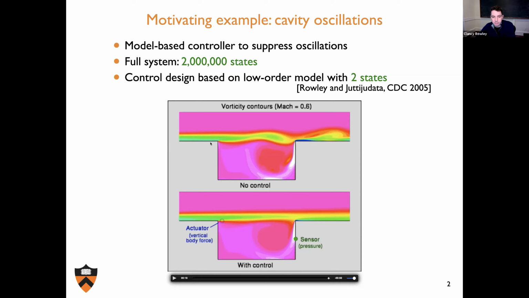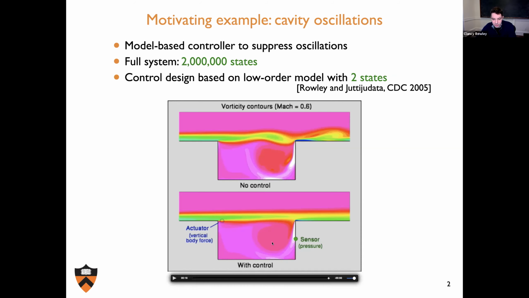Well, we like model-based control. So if you do model-based control, this full system has 2 million states. This little simulation I did many years ago had 500,000 grid points. There are 4 flow variables, so that's 2 million states. And that's just too big, at least at the time, for our resources to design a controller for a system that big. So what we did was we developed a low dimensional model with only 2 states and designed a controller based on that.